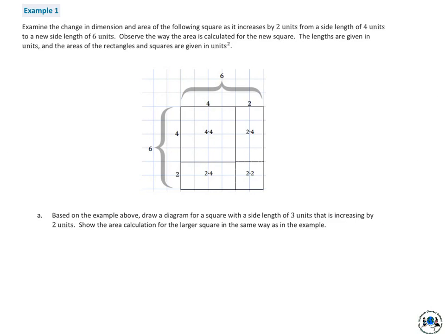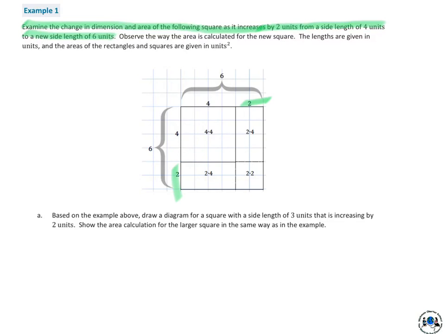Okay, so let's look further. Let's observe some patterns that emerge in each of these area models. In this one, you're going to examine the change in dimension and area of the following square as it increases by 2 units from a side length of 4 units to a new side length of 6 units. So its length and width are both increasing by 2 units, as you can see right there.